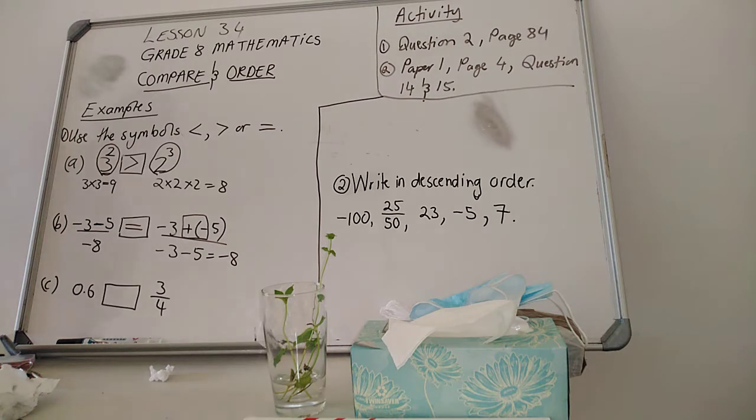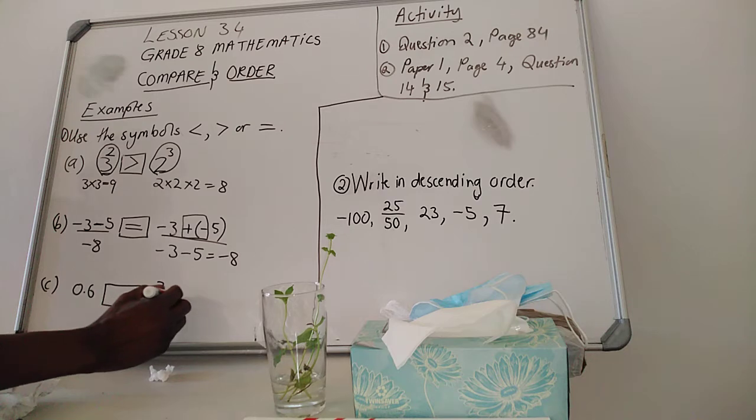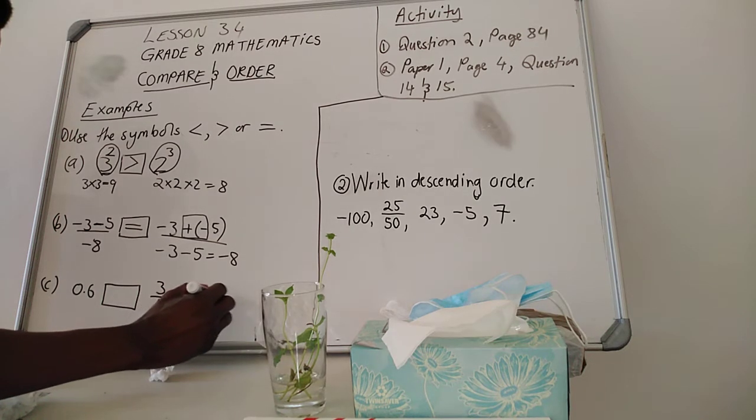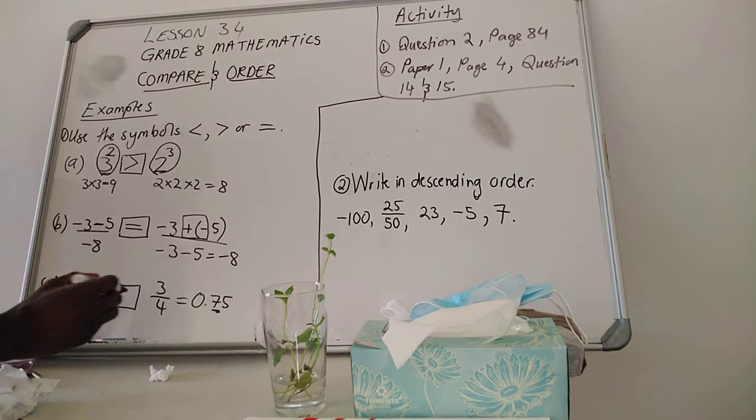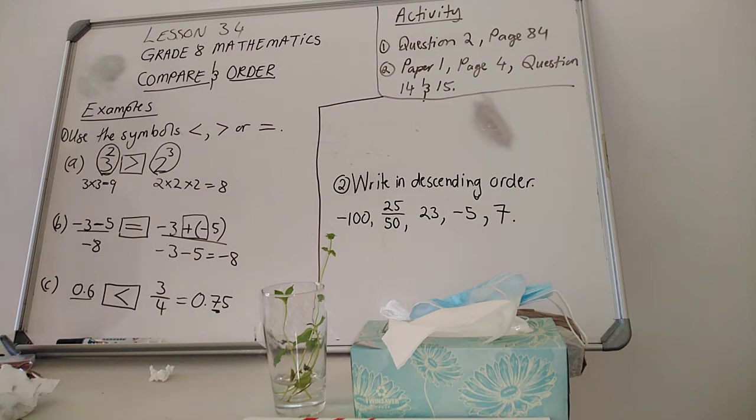Okay, so for C part, we are given a decimal fraction and a common fraction. So I think it's a good idea if we convert this to a decimal fraction. So the decimal fraction of that is 0.75. And between 0.6 and 0.75, 0.75 is bigger. So 3 over 4 is bigger than 0.6. Okay, so that's how you answer such questions in the exam.